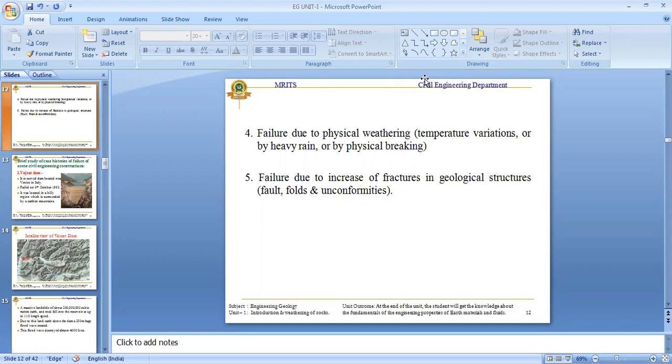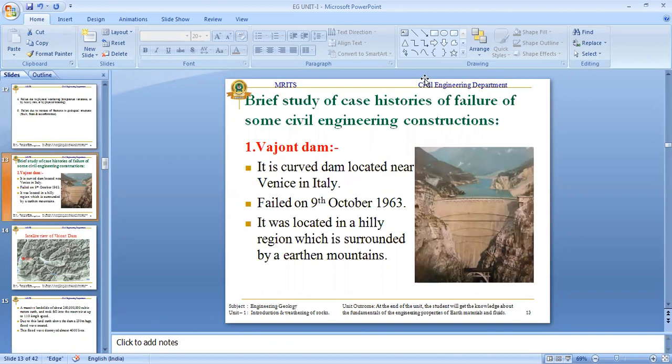Next, we'll see the failure due to increase in fractures in geologic structures. In geological structures, we're going to study the faults, folds, and unconformities. By neglecting these things in the construction of dams, we're going to get the failure. So these are some of the cases. We'll see some of the dams here.